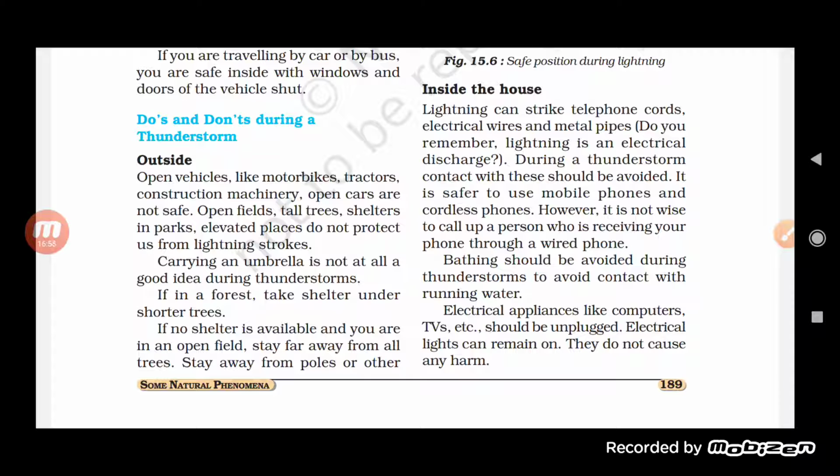During a thunderstorm, it is much better that we use a mobile phone instead of a telephone which has a cord. So it is better to use a cordless phone or a mobile phone. It is not good to use a wired phone, because there is a chance that electricity can flow through it.